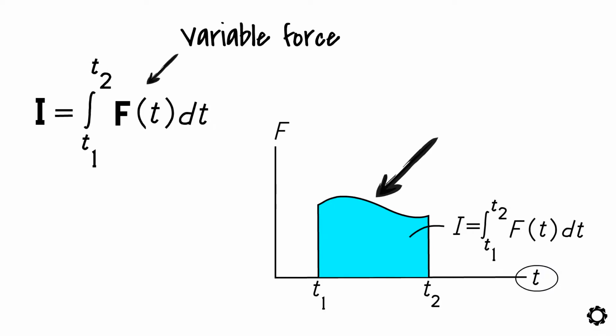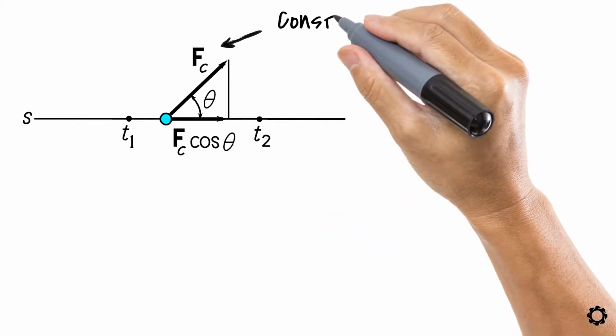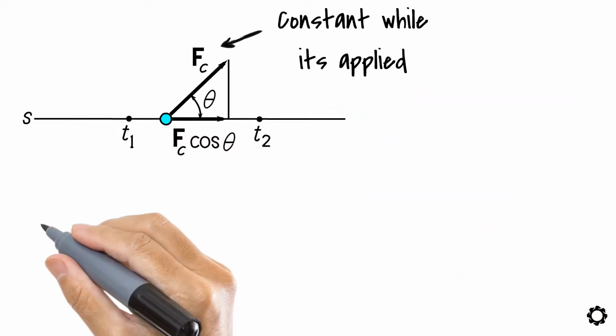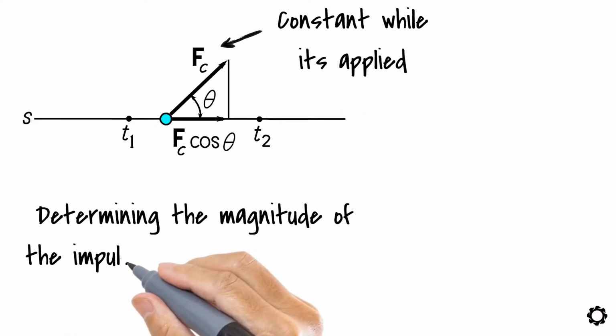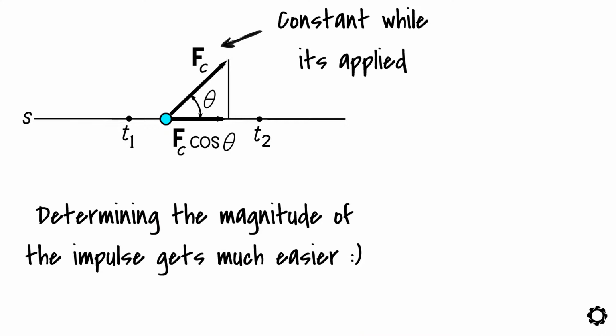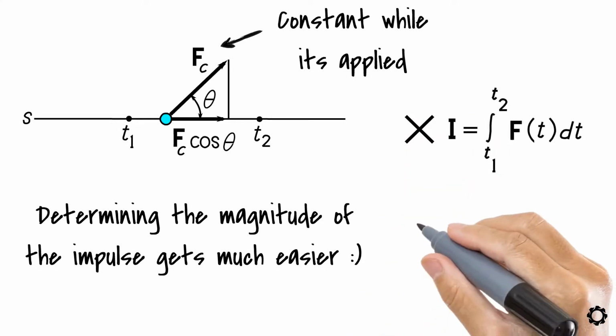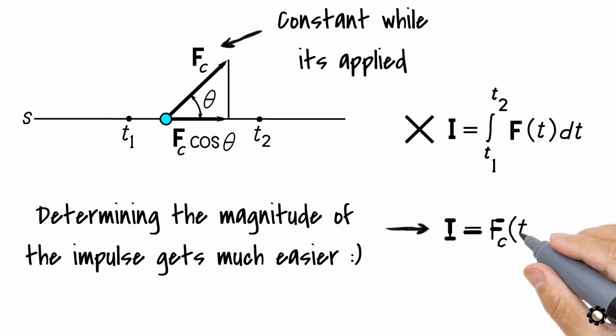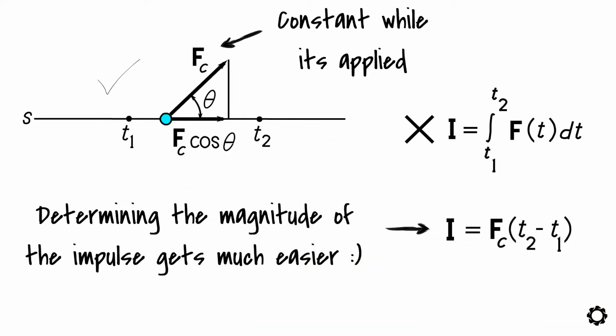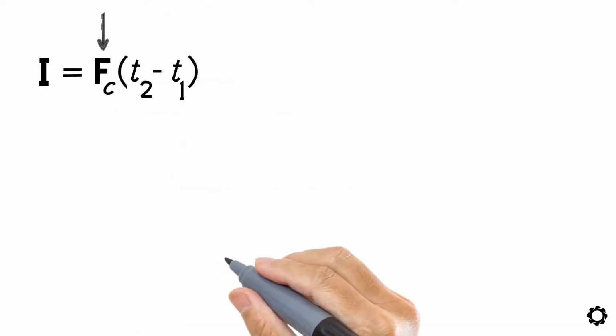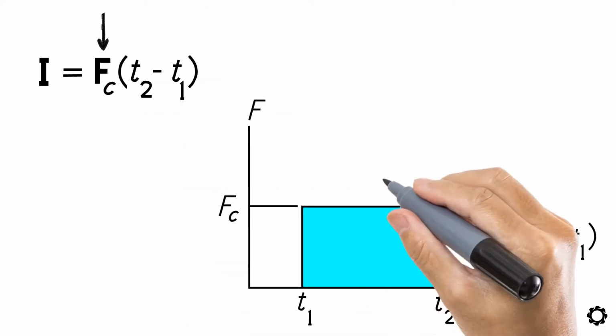In situations where the applied force remains constant while it's applied, determining the magnitude of the impulse gets much easier for us because we don't have to use an integration to solve its magnitude. Instead, we can use the following simple equation in order to solve it. It is possible for us to represent the magnitude of the impulse due to the applied constant force with a rectangular area as is shown here.